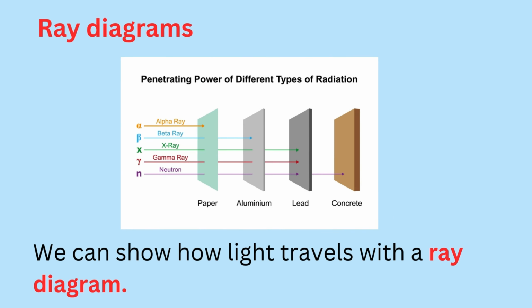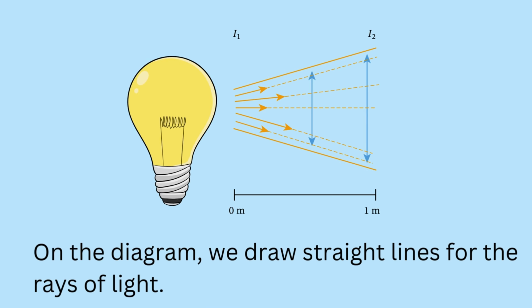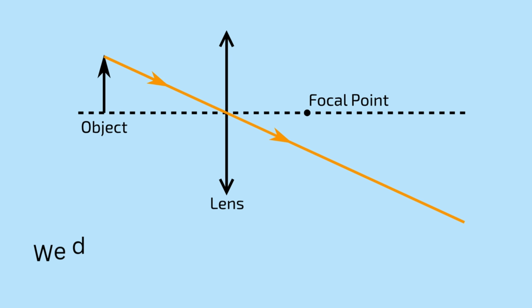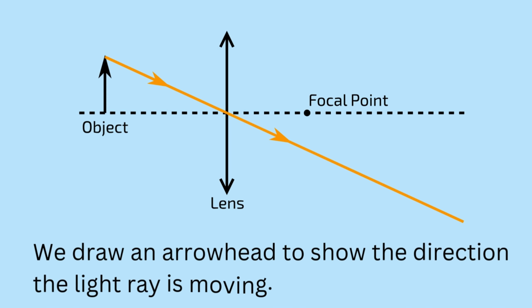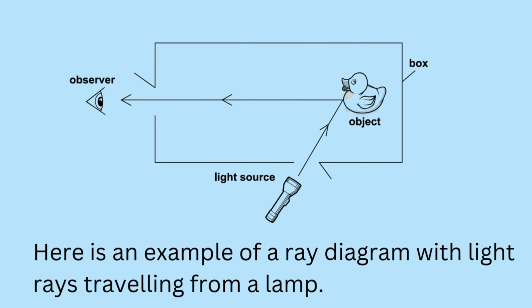Ray diagrams. We can show how light travels with a ray diagram. On the diagram, we draw straight lines for the rays of light. We draw an arrowhead to show the direction the light ray is moving. Here is an example of a ray diagram with light rays traveling from a lamp.